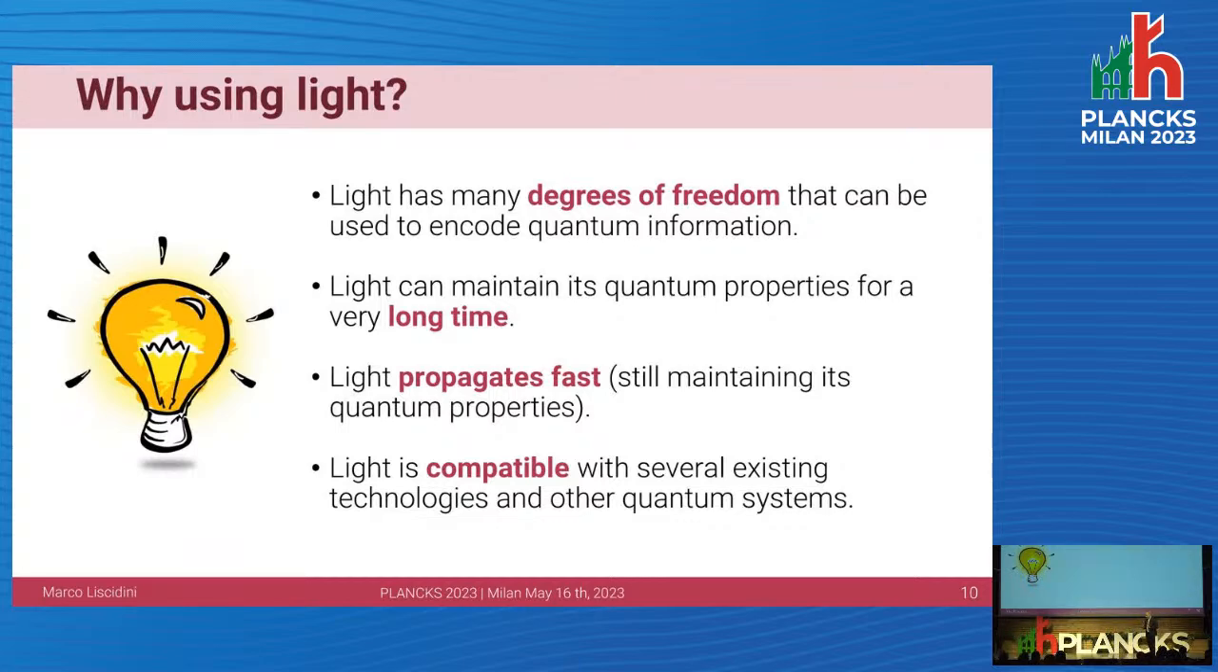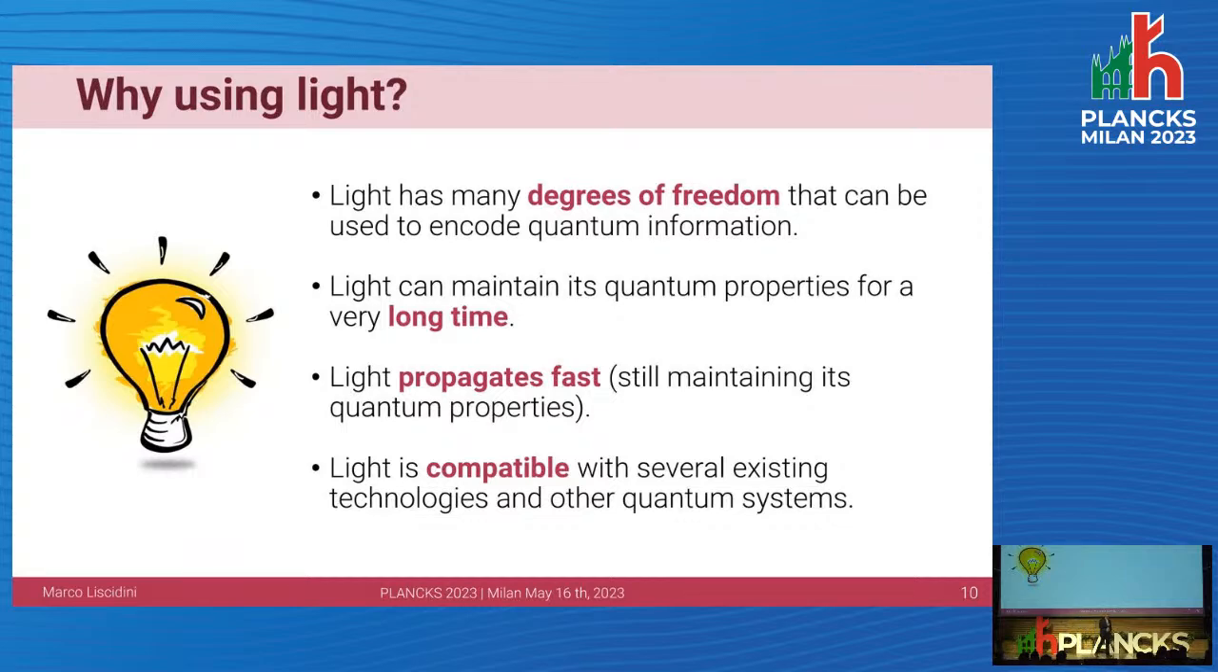we want to use light. So the first reason is that light has many degrees of freedom. What's a degree of freedom? It's a property. Anytime I want to encode information in a system, I encode it in one of these properties. And in light, I can use many degrees of freedom.